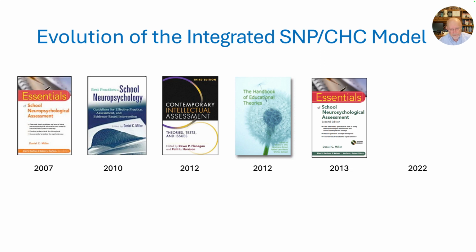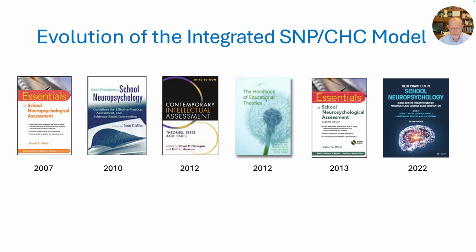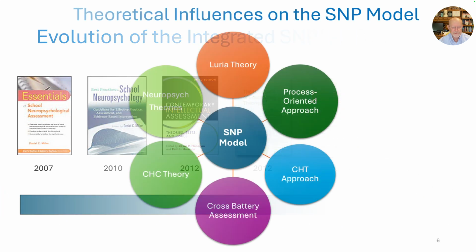In 2013, I updated the Essentials book, the second edition, based on lots of research studies that were done at Texas Woman's University by doctoral students, dissertations. We updated the model, and this is when I started to integrate more CHC theory with neuropsychology. In 2022, we introduced the Best Practices second edition book and updated all the literature, again using the model as a lens to look at neurodevelopmental disorders.